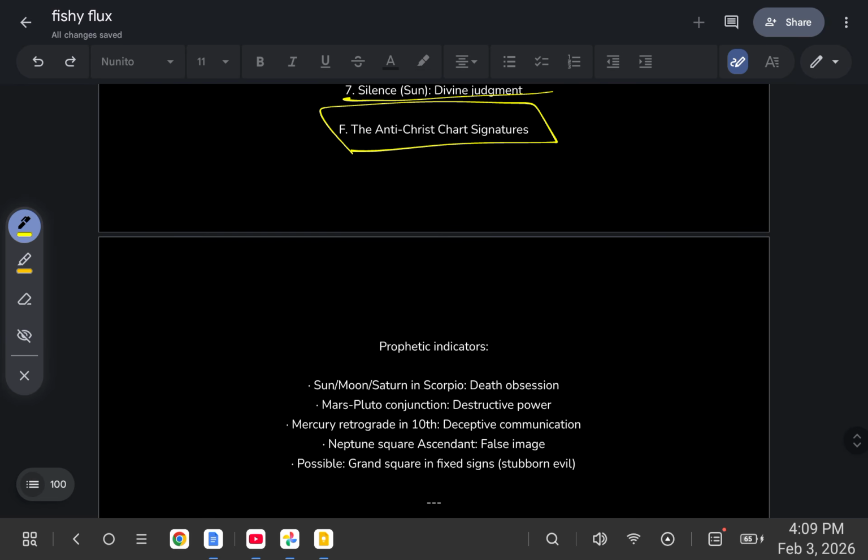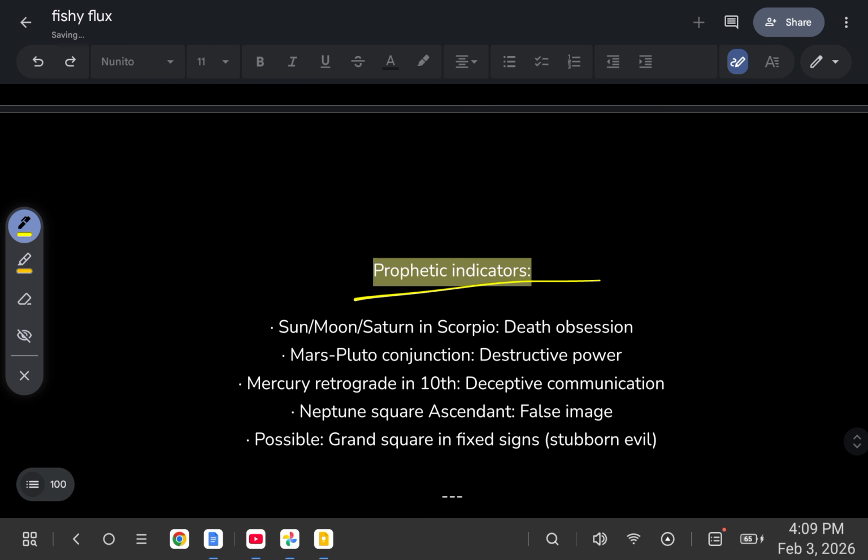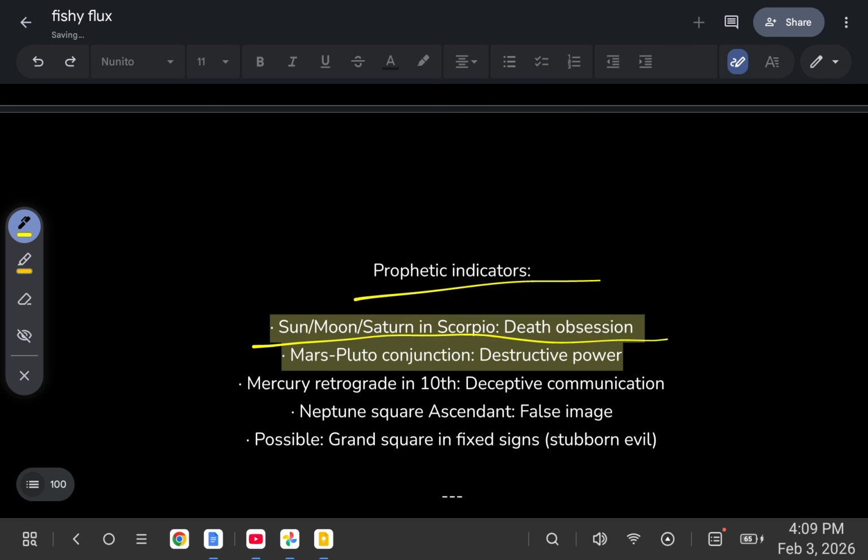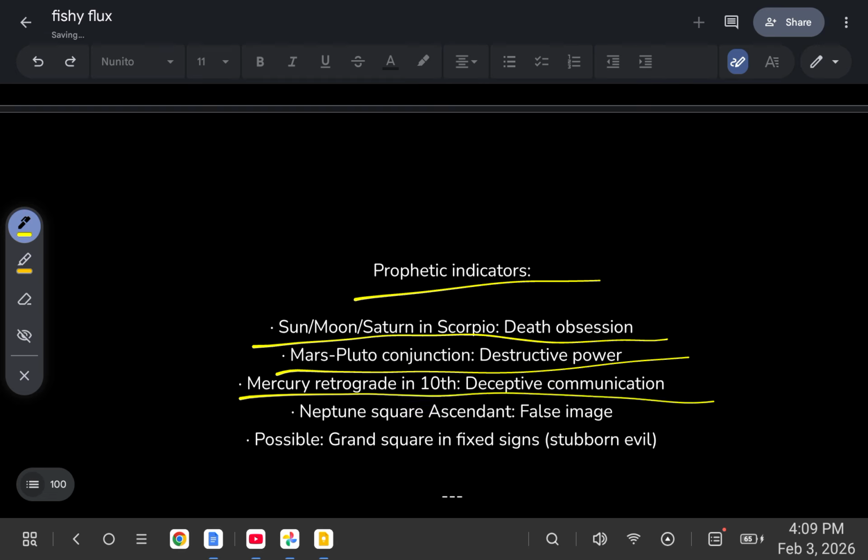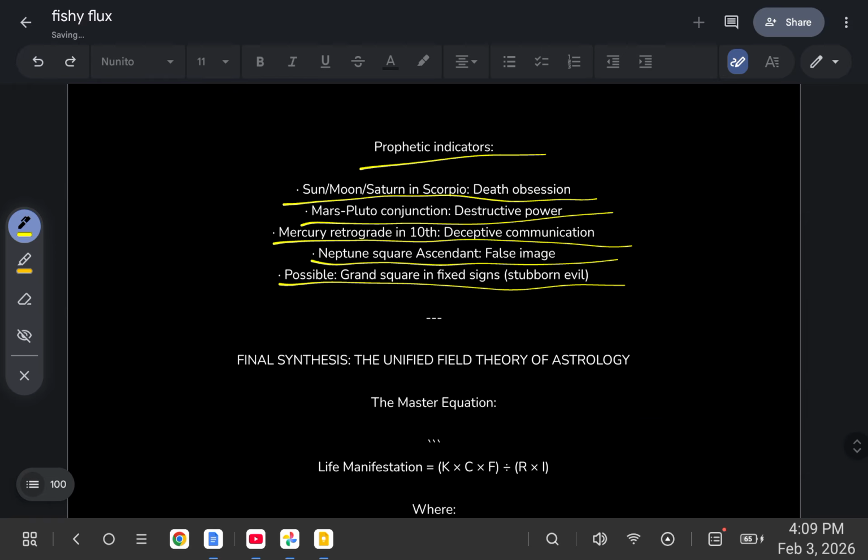Let's get into the Antichrist chart signatures, prophetic indicators: the sun, moon, and Saturn in Scorpio, death obsession; Mars Pluto conjunction, destructive power; Mercury retrograde in the 10th house, deceptive communication; Neptune square the ascendant, false image; and what's possible is a grand square in fixed signs, stubborn evil.